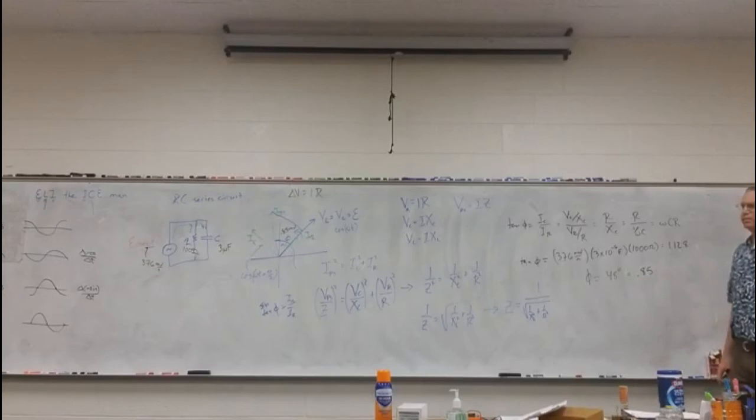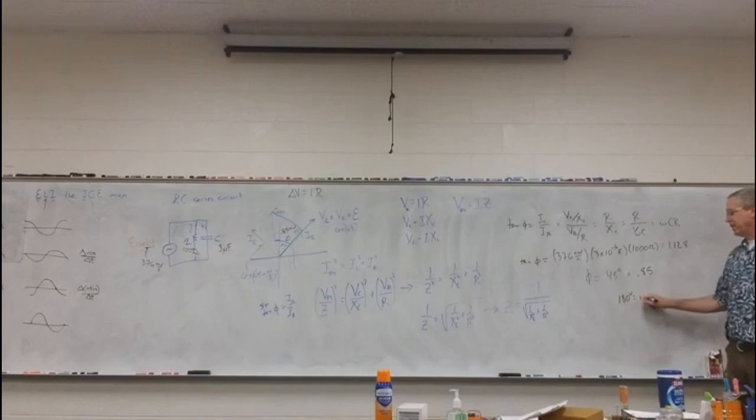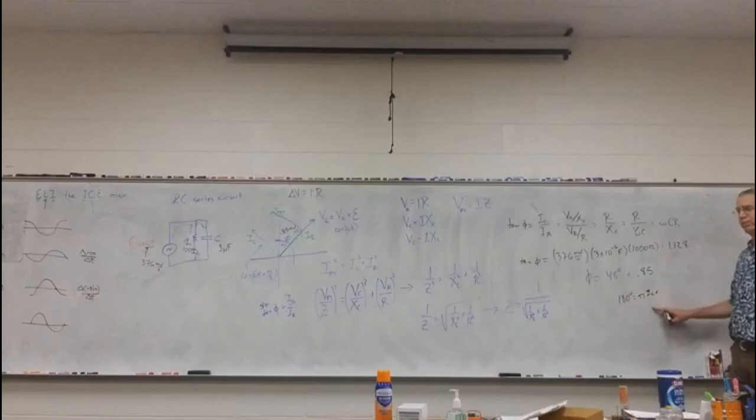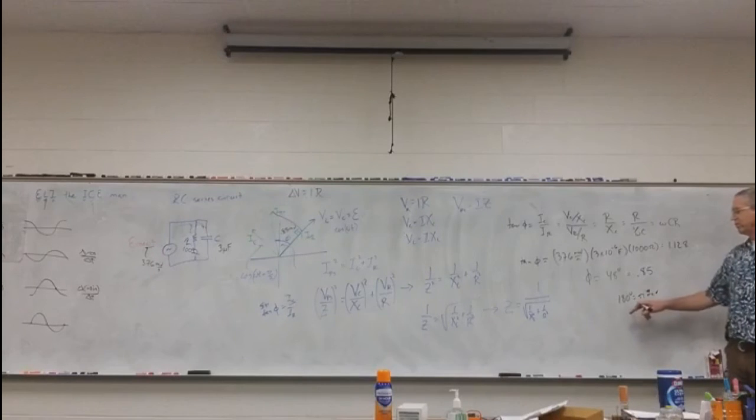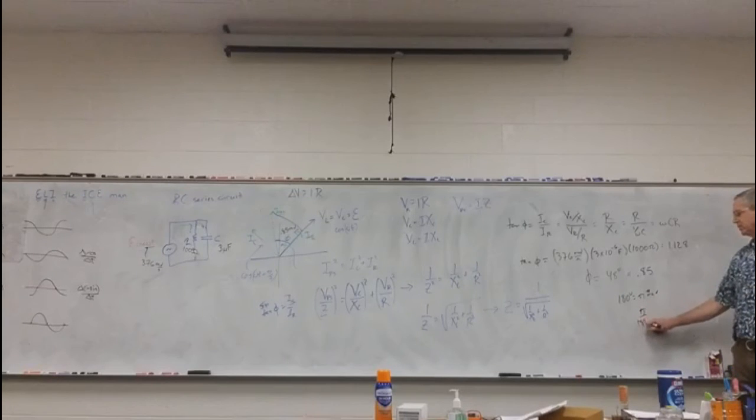How do you write that down? 180 degrees is pi radians, or 360 degrees is 2 pi radians, and so that's the conversion. So if I have degrees, I multiply times pi over 180. Degrees to radians.